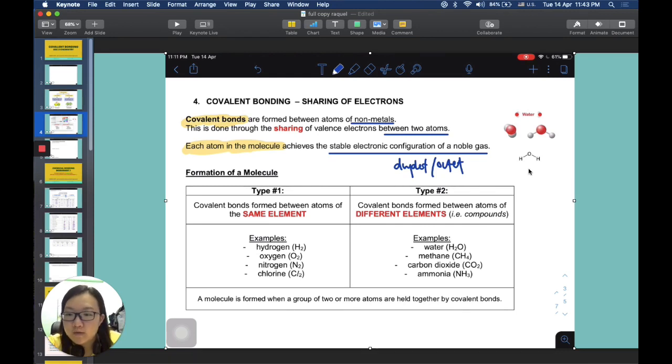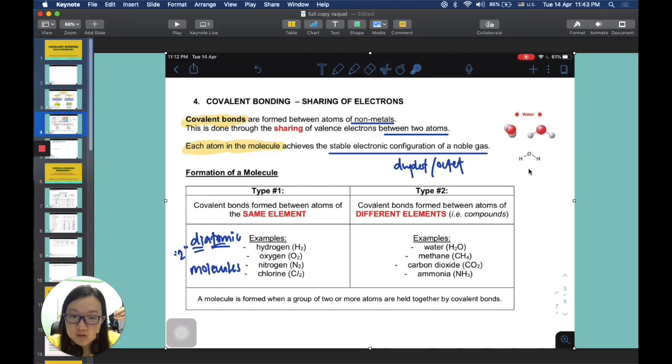Now let's quickly refresh our memory on what molecules are about. We have seen this in Sec 1, in fact, Lower Sec Science, so just a quick recap. The first type of molecule is when covalent bonds are formed between atoms of the same element. Remember in chapter 4 we talked about elements. These special types are called diatomic molecules, di meaning two, and atomic just means atoms. So molecules made up of just 2 atoms, like hydrogen H2, oxygen O2, and so on.